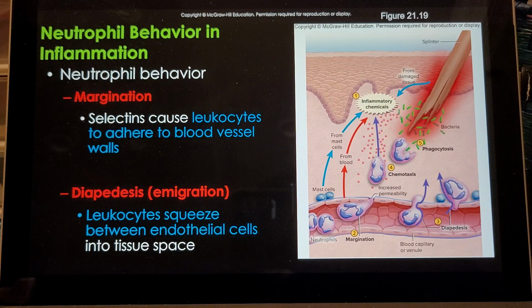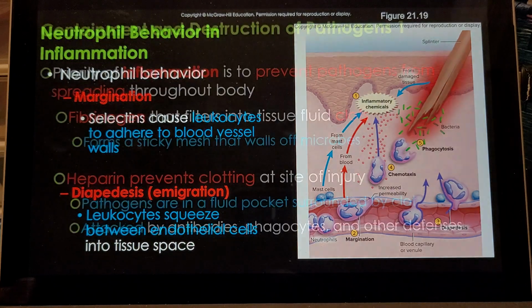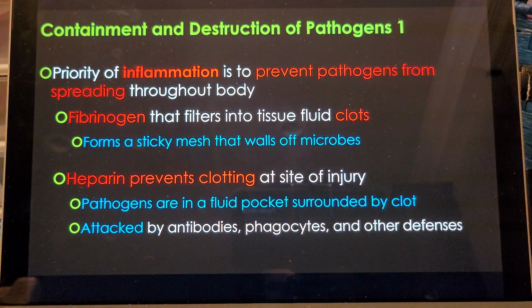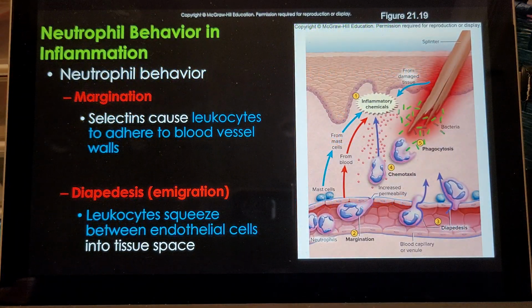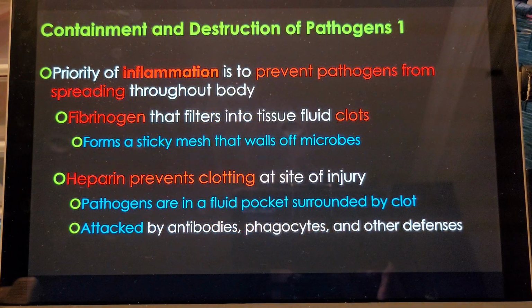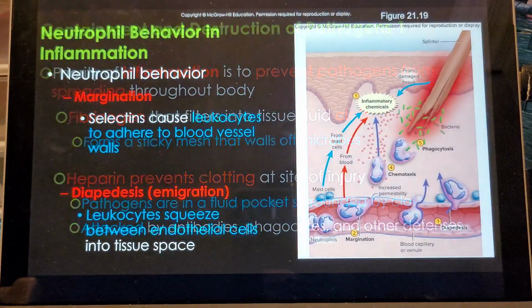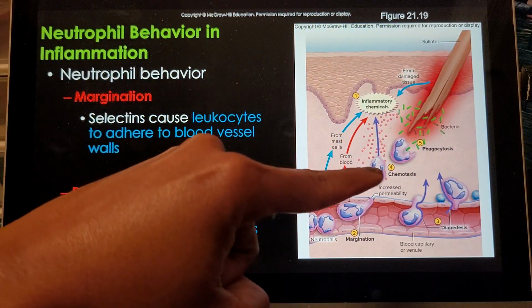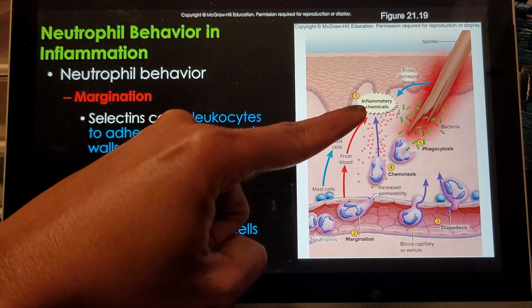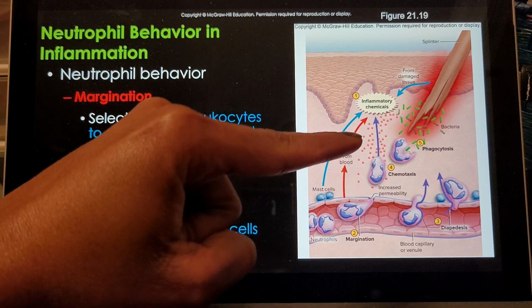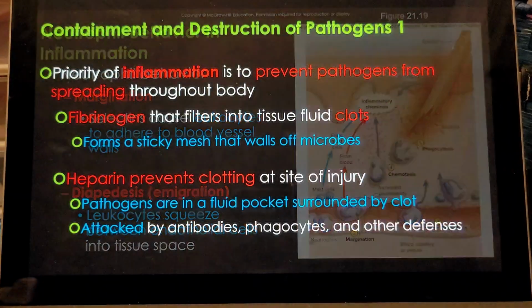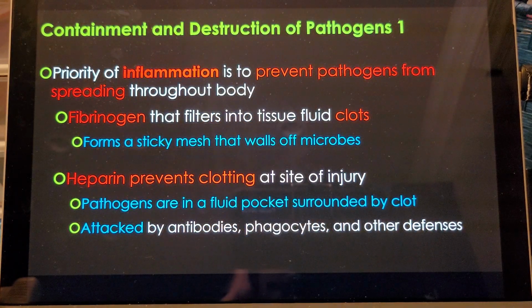So the first step is margination, so on the margin of the capillaries where they stick to the blood vessel wall. Then they have diapedesis, so this is emigration, so moving from the capillary into the tissue. And then that neutrophil is guided by chemotaxis, so that increasing chemical gradient to the area of infection.